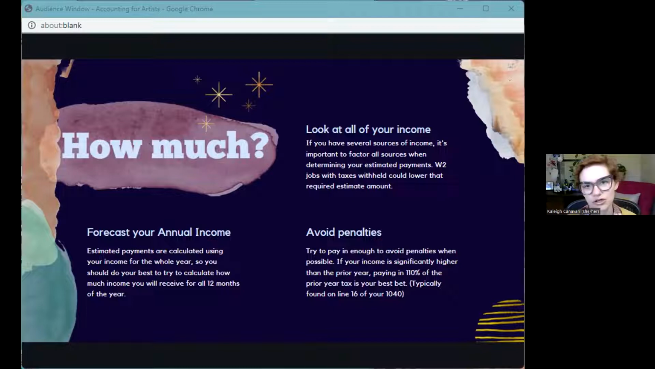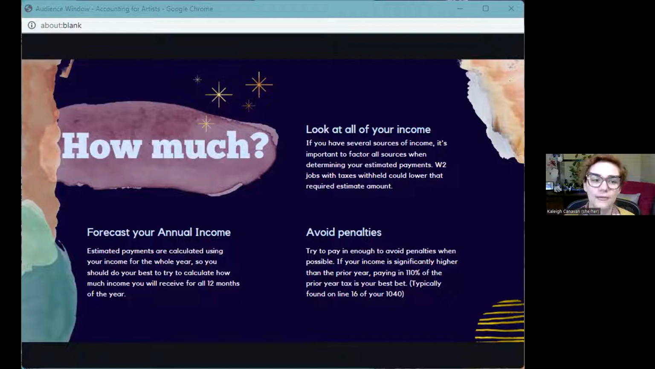Forecast as much of your annual income as you can. If you think you're going to earn $50,000 for the year, even if you don't have that cash in hand, you'll want to factor that into how much you're making your estimated payments for, even though it's really hard.